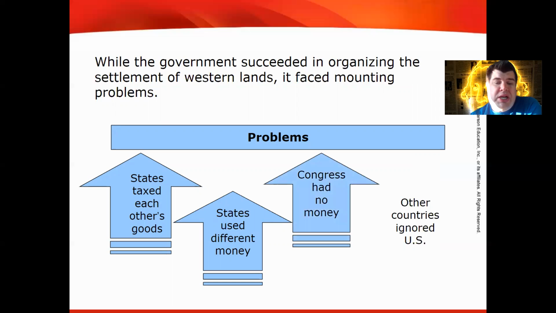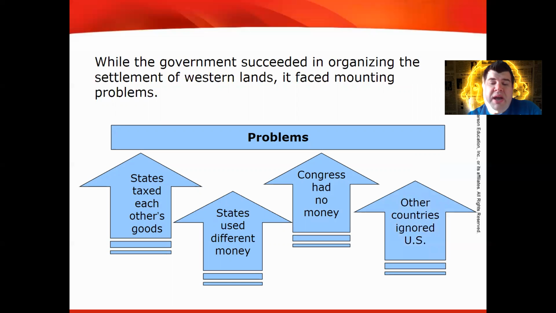Congress had no money. We already talked about that. They didn't have the power to collect taxes. And if they needed money, they needed to ask the states. And the states basically told them to deal with it, that they weren't getting money from them. And then also, other countries ignored the United States. The United States was seen as an up-and-coming country that didn't need any attention.